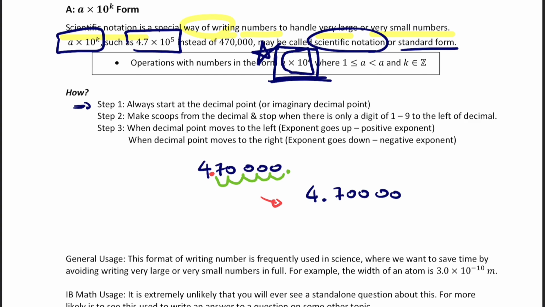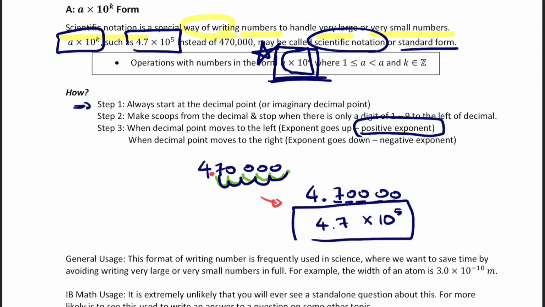Then we know that we moved the decimal from the back 1, 2, 3, 4, 5. 5 times, 5 spaces to the left. Since we moved the decimal place to the left, we have a positive exponent. So we do 4.7 times 10 to the number of spaces you have moved to the left, so you have 5. Then this number is written in scientific notation.